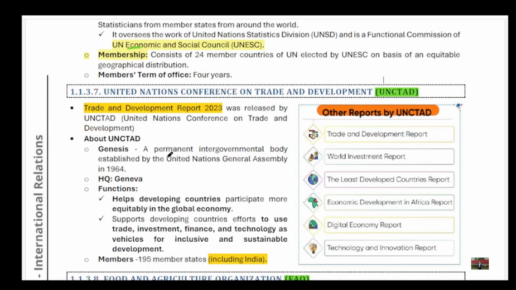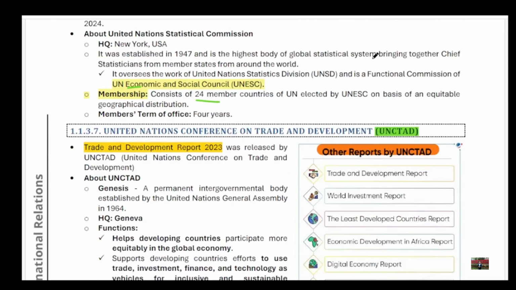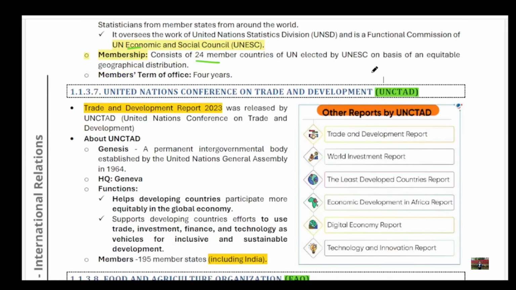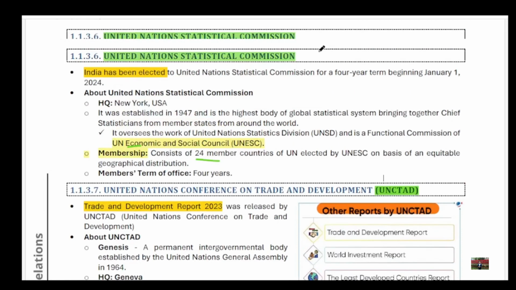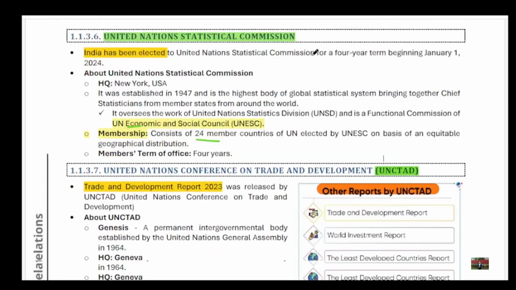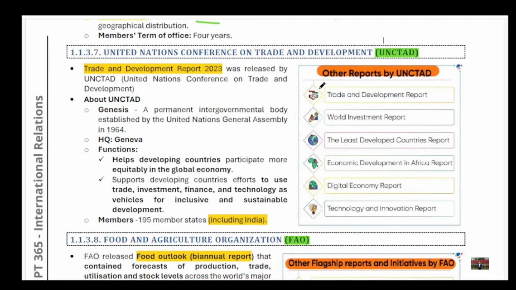All right. It basically consists of 24 member countries of the UN, elected on the basis of equitable geographical distribution, and the basic term is 4 years. Not very important for us, just have the idea that India is a member of the United Nations Statistical Commission, headquartered in New York.